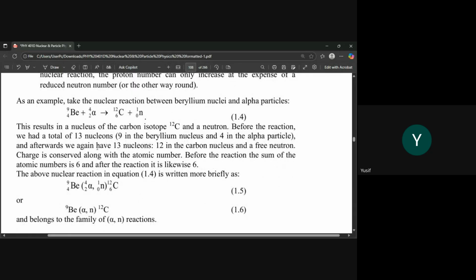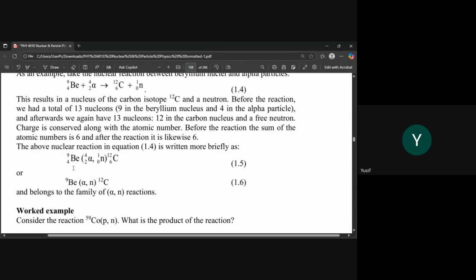Okay. In the case where you want to write this in the shorthand form, you have beryllium outside the bracket, then the alpha particle in the bracket, comma, then the neutron, which is the emitted particle, also in the bracket, then you have the carbon outside the bracket, and that's what is being done here.